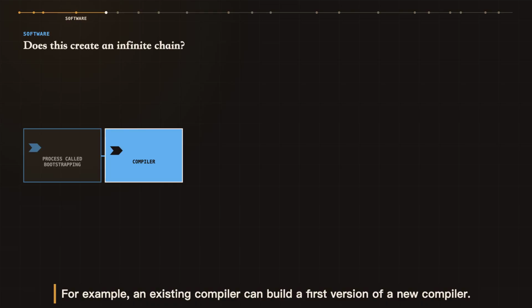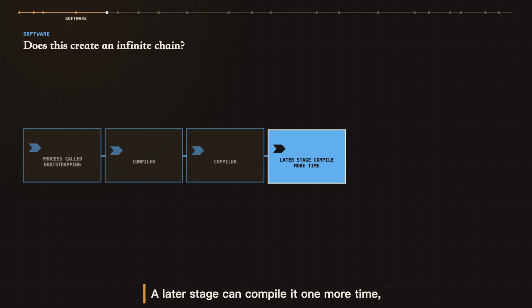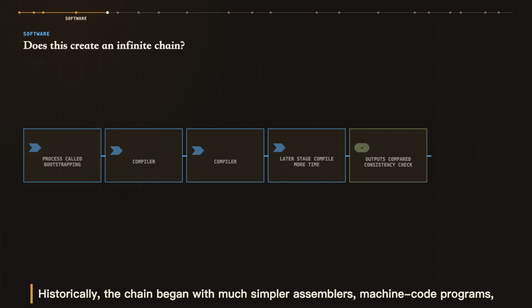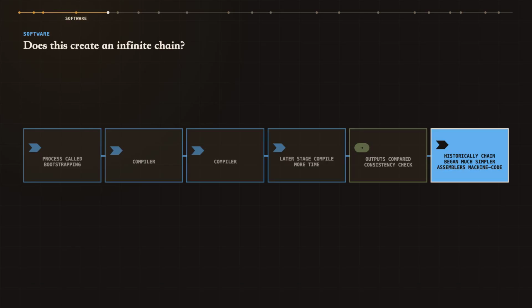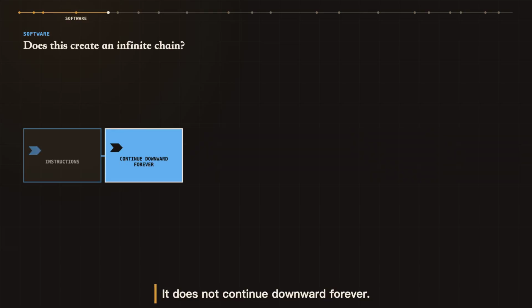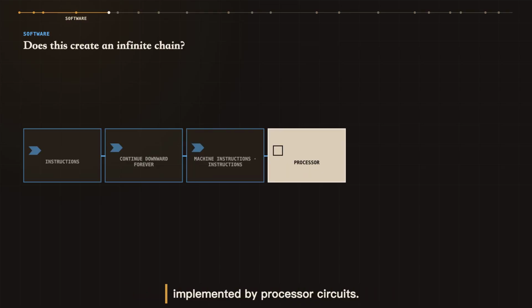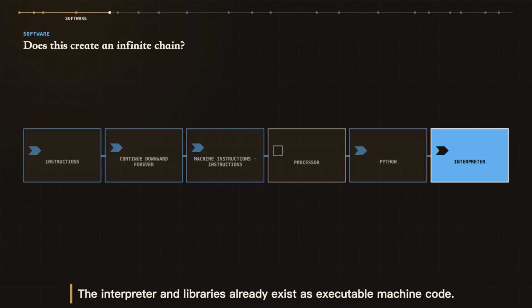For example, an existing compiler can build a first version of a new compiler. That first version then compiles the compiler source again. A later stage can compile it one more time, and the outputs can be compared as a consistency check. Historically, the chain began with much simpler assemblers, machine code programs, and manually entered instructions. It does not continue downward forever. It stops at machine instructions whose behavior is implemented by processor circuits. When you run Python today, the historical bootstrap is not repeated. The interpreter and libraries already exist as executable machine code.